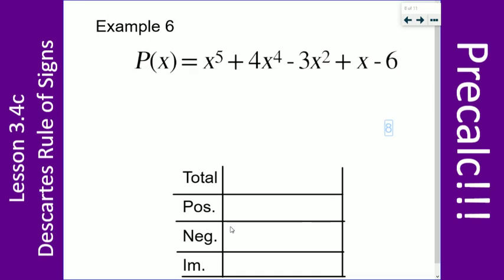Okay? Let's take a look at this one. I think this will be the last one we practice before we start trying to pull it all together. Okay? Give it a shot, and I will be back to talk you through the solution.